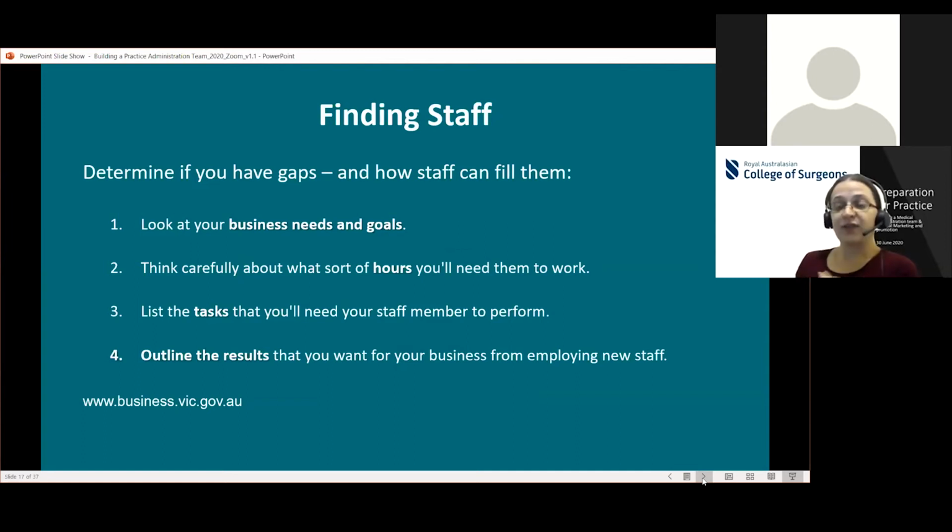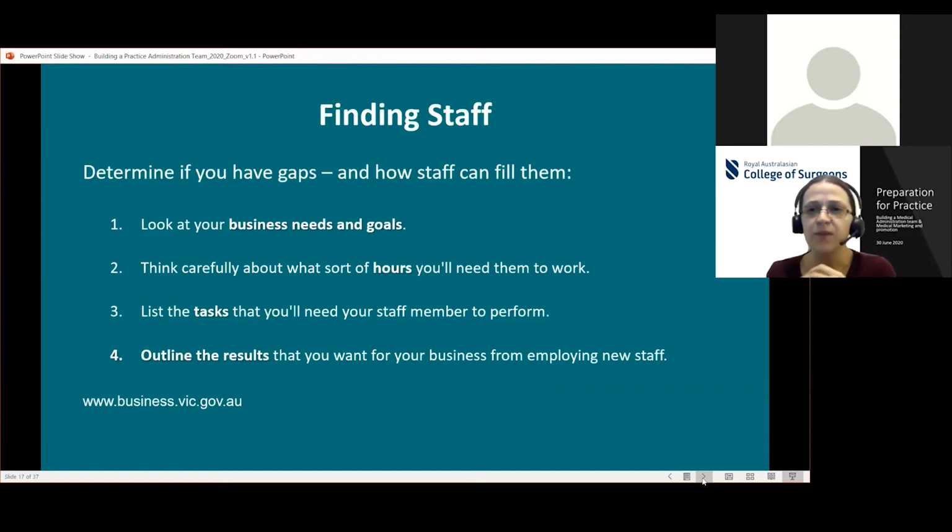Finding staff. Before you go out and start looking for staff, you need to determine what sort of gaps you have in your practice, or your vision for your practice if it hasn't started as yet, and how those staff are going to fill those gaps for you. So what are the needs and goals of your business? What sort of hours do you actually need someone to work? Don't just put someone in there full time when you're doing 2 sessions a week just because that seems like a good idea. What sort of tasks are you going to need them to perform?